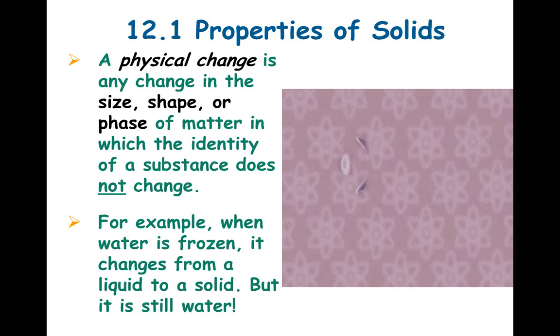Properties of solids. A physical change is any change in the size, shape, or phase of matter in which the identity of the matter doesn't change. It stays the same. For example, when water is frozen, it changes from a liquid to a solid, but as you already know, it's still water. And then when you boil water, it becomes gas water, but it's still high quality H2O.